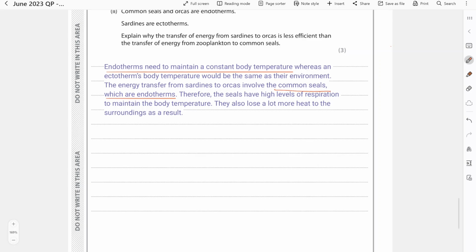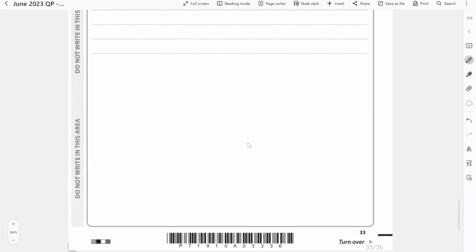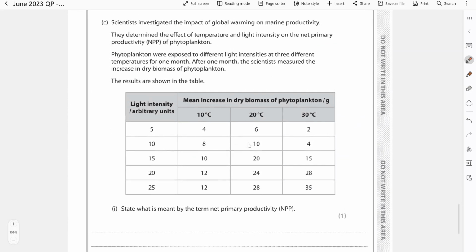The second mark would be they have high levels of respiration, or you can say they have a high metabolic rate in order to maintain that body temperature, and they also lose a lot more heat as well. So that's 1, 2, 3 marks. Okay. Let's move on to part C.